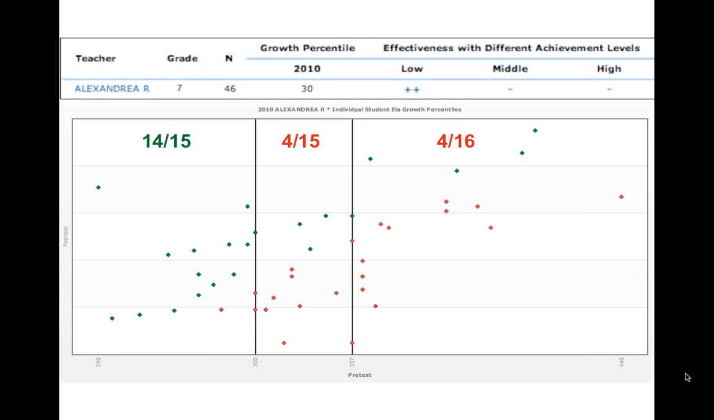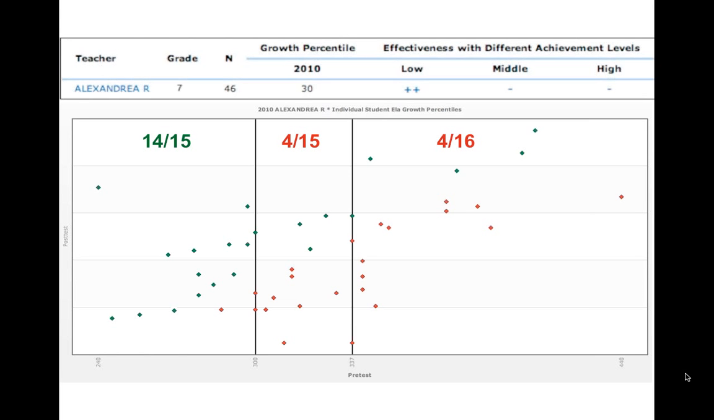Pause the class and describe the learning growth teacher Alexandria R. produced. Answer the questions in your workbook now. Alexandria R. is a 7th grade teacher with 46 students in her growth analysis. Looking under the grade, we see 7. Looking under the N, we see 46. Her median growth percentile is 30. That's way below average growth of 50.